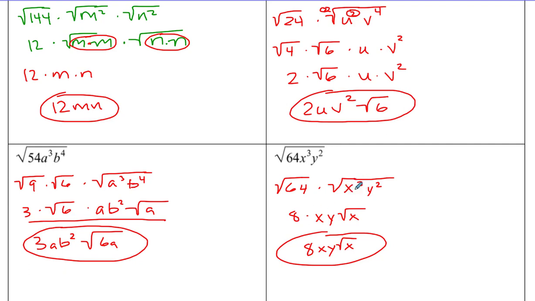I only had one group of 2 with a remainder of 1, so I took out my one group of two x's, and I had a remainder of 1x. I took out my one group of y, which left me the y on the outside as the coefficient, and then I clean it up by combining all of my factors, giving me 8 times x times y times my radical of x. Okay, so that's it for all of our examples.